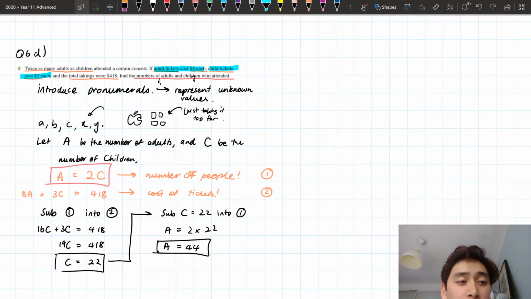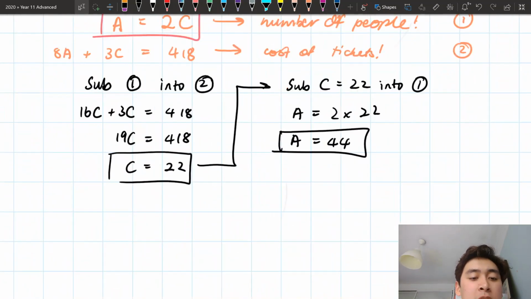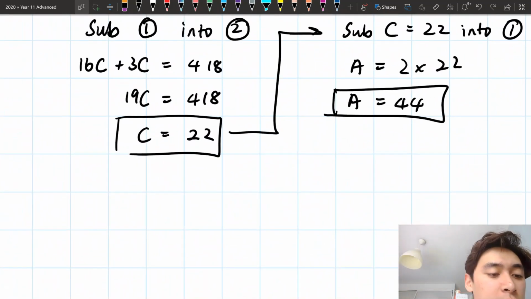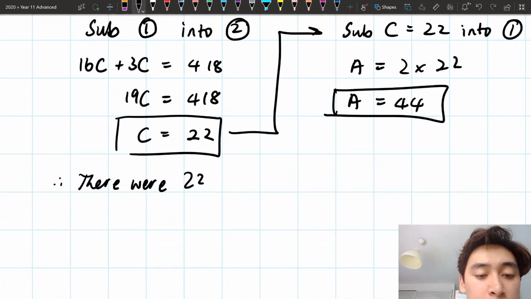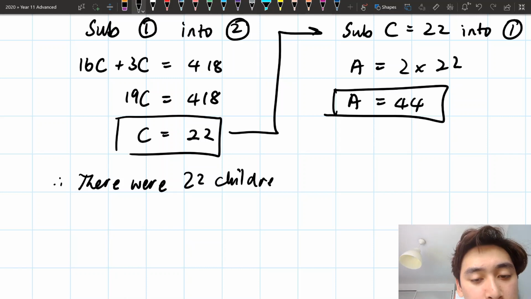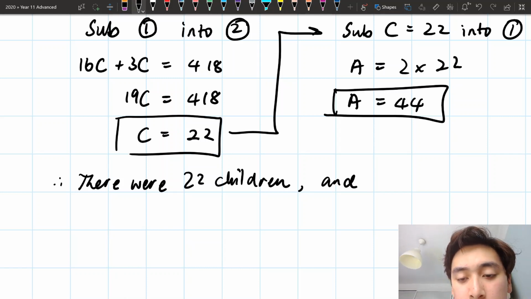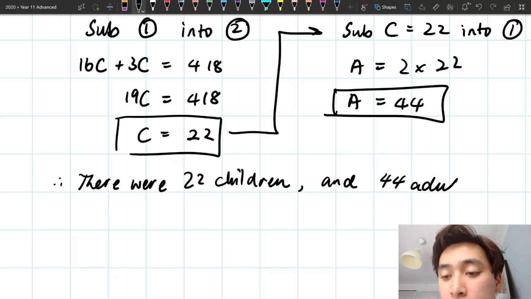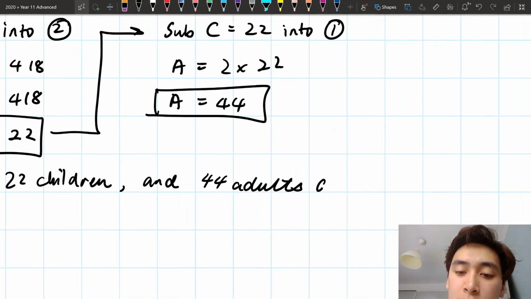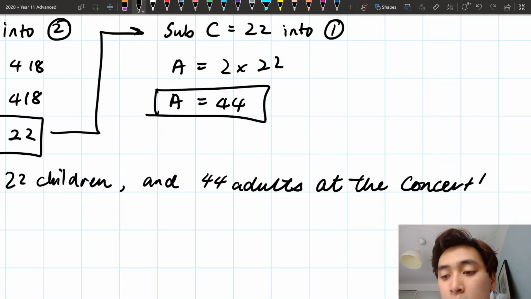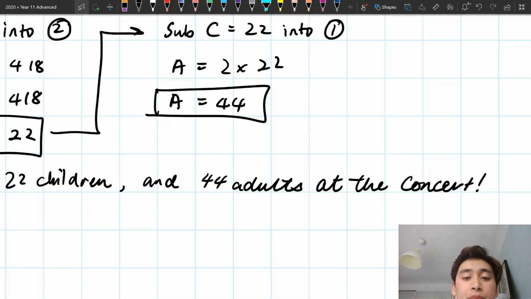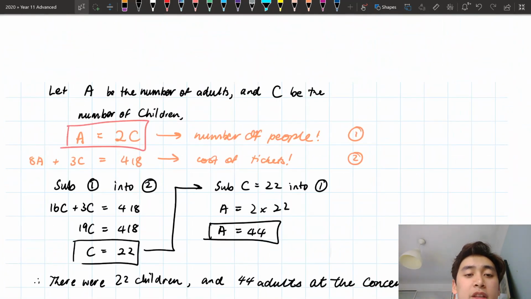But usually if you have a worded problem, you want to write a worded solution at the end. So here, let me just summarize it. Therefore, there were 22 children and 44 adults at the concert. Okay. And with that, we're done with this question.